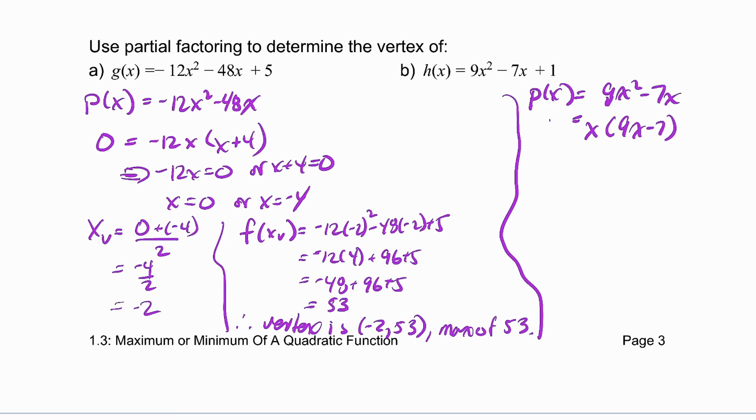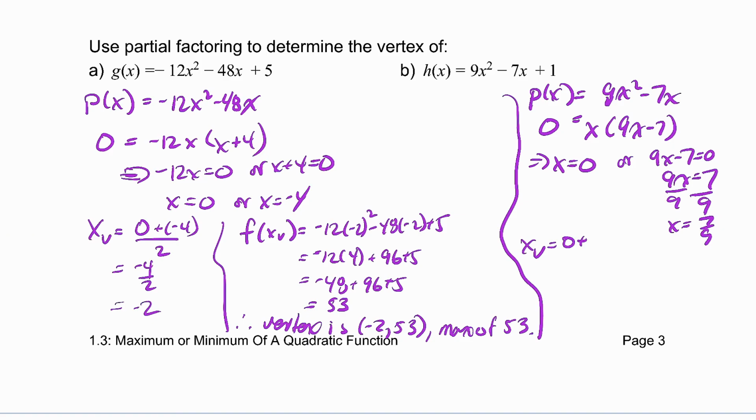And again, we want to find the zeros of that. So this implies that x is equal to 0 for one, or 9x minus 7 is equal to 0. So that implies that 9x is equal to 7. Divide both sides by 9 gives us x is equal to 7 ninths. So in order to get the x coordinate of the vertex, we're going to have to add our two roots and divide by 2.